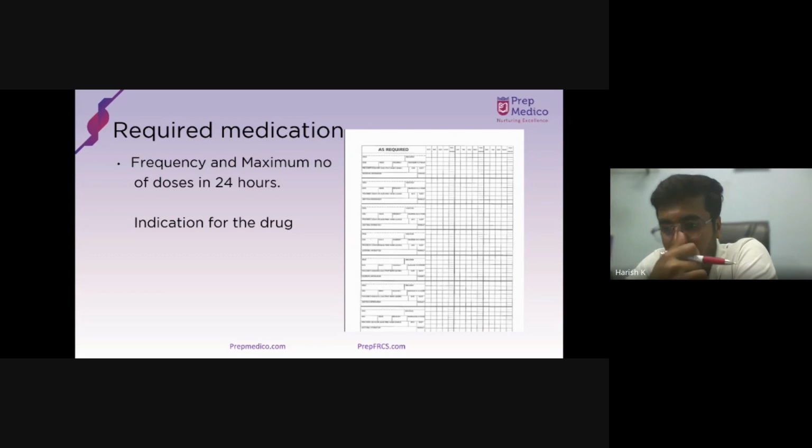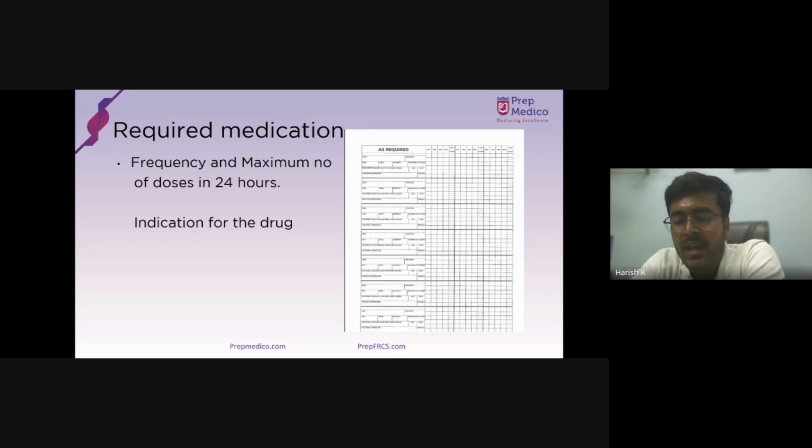Next comes the dose. You can mention the mg, but for inhalation you have to write it as puffs. How many puffs will you be taking at once? And what is the route? For inhalation, you can write inhaler. You can write it as inhalation.